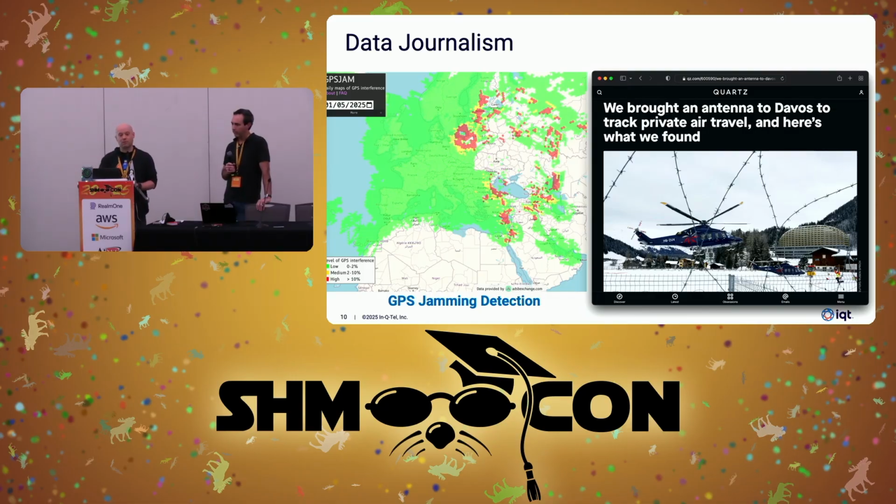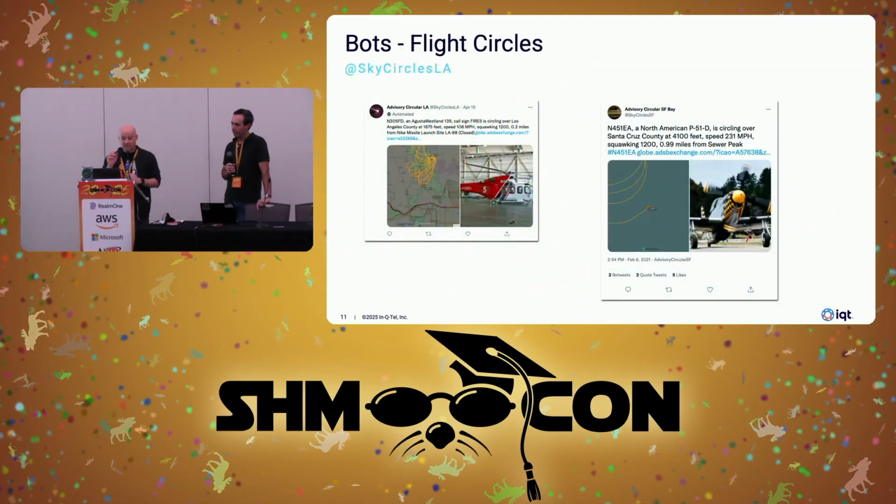Similarly, there are people trying to look up different aircraft based upon this information and figure out who's flying where for certain events. This is where they brought it to Davos, I think it was back in 2016, one of the first data-driven types of reporting that was done using ADSB information. And this is one of the first bots that was out there using ADSB information. This is from an amazing person who goes by Lemon Odor.